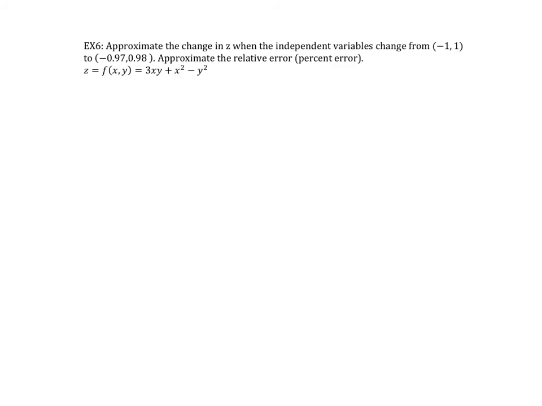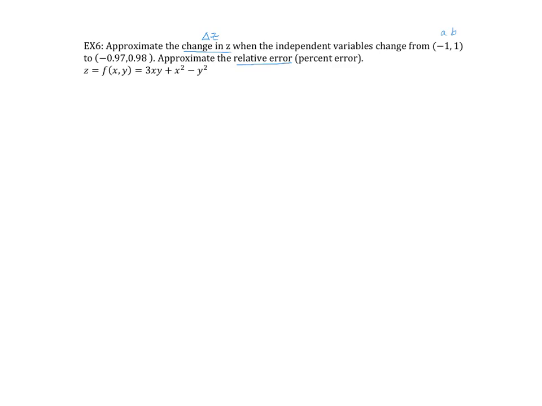Example 6 is our last example, and it's similar to example 5, where we're going to approximate a change. So here we're going to approximate the change in our z value. We're going to approximate delta z when the independent variables change from negative 1, 1. So that's our starting AB to negative 0.97, 0.98. And then we're also going to compute error. So there is a difference between relative error and error. Error is just the absolute value of the difference. Relative error is our percent error.